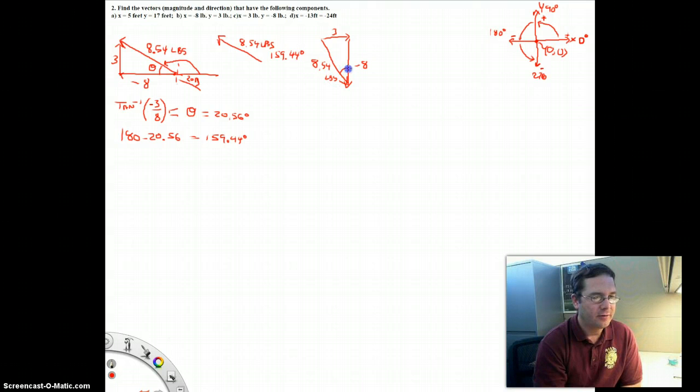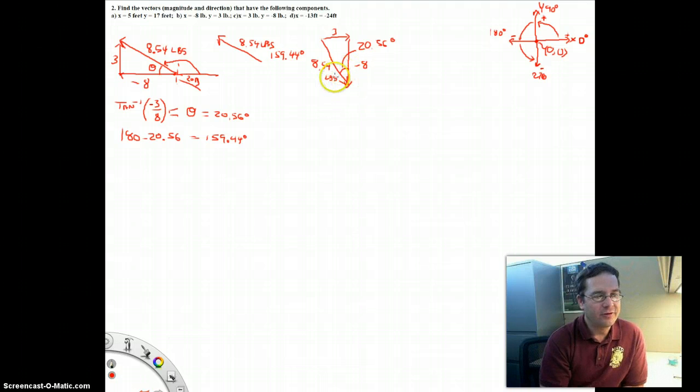This included angle, this angle theta, is going to be the same. That's going to be 20.56 degrees. And the only thing that's really changed now is the relative position of this angle. So we said that this vertical force was acting along the y-axis. Well, the y-axis is 90 degrees from 0. So if we take 90 and we add it to this included angle theta, that will give us the direction of this vector.